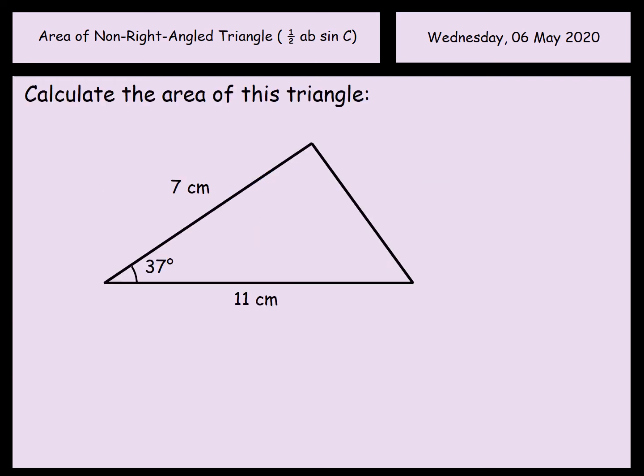Let's have a look at this one then as an example. So for this particular question, we've got an angle. We've got the two sides either side of the angle. We can plug this straight into our formula. So area is a half AB sine C. Type it in our calculator and we're going to get an answer. It's as easy as that.